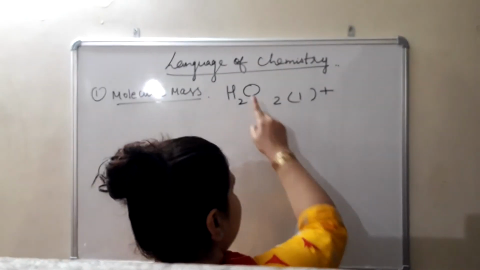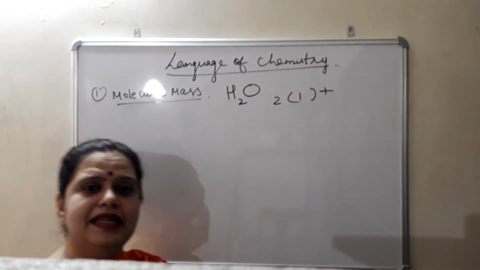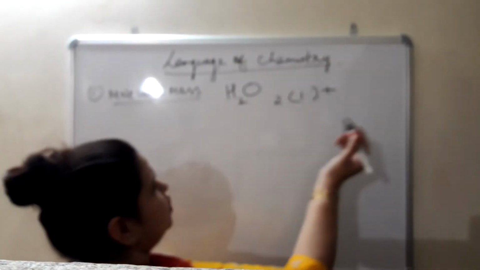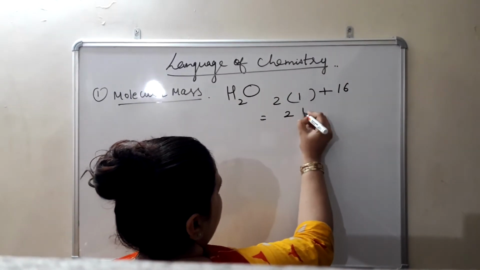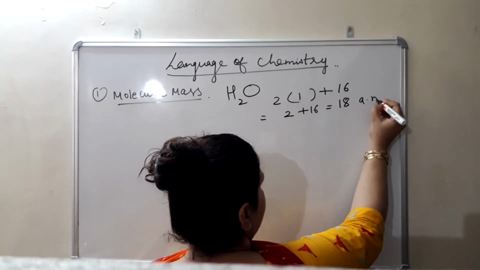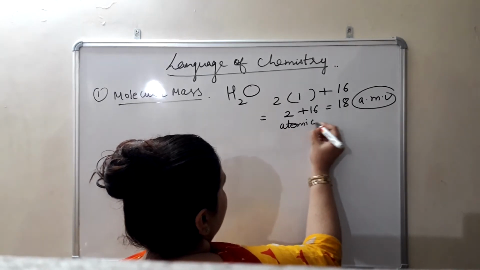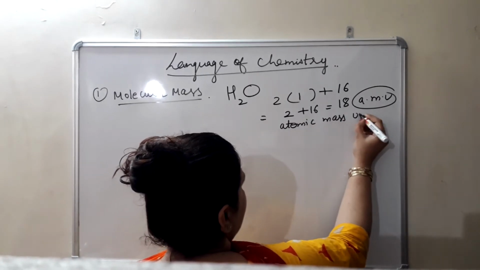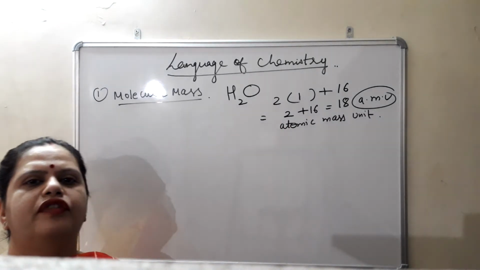Now second is oxygen. The atomic number of oxygen is 8. The mass number is double, that is 16. In most cases this value will be given to you. So what will you get? 2 plus 16, that is equal to 18 AMU. This AMU means atomic mass unit. So like this we can find out the molecular mass of compounds.